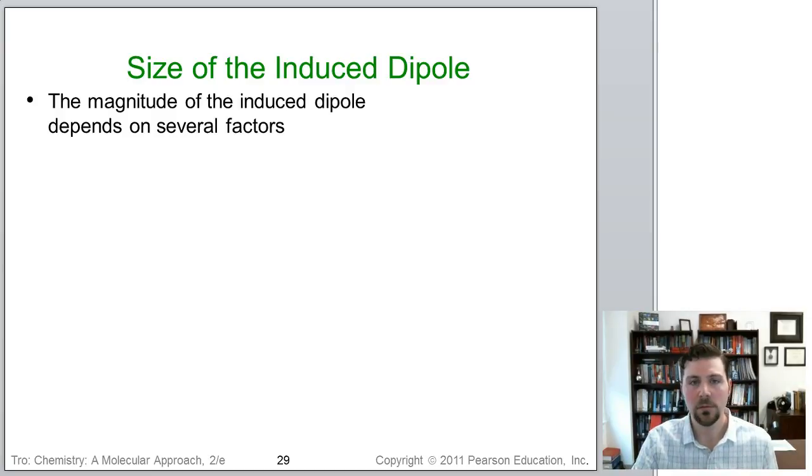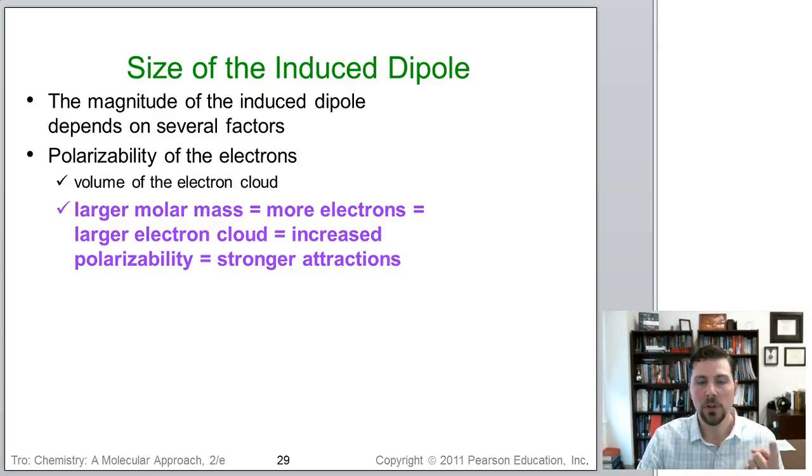Essentially, it depends on several factors. One is what we call polarizability. And polarizability is a fancy word that just describes how easily the electrons can move around inside the molecule. Okay, that's kind of a simplistic way to state it, but polarizability is like the squishiness of the electron cloud. How easily can it be distorted? How easily can those electrons move to one side or another? That's the polarizability.